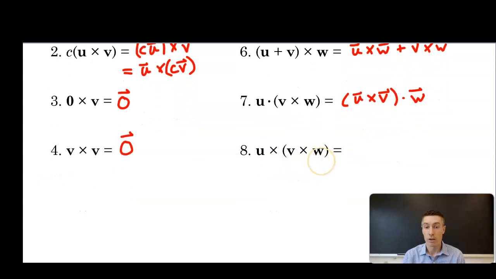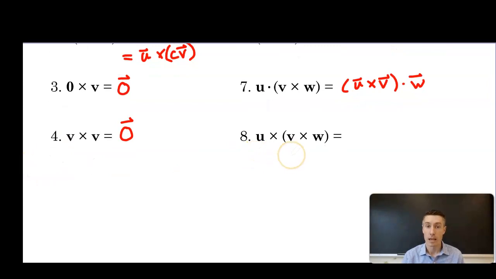And then u cross v cross w. This property is a little less used, but I like to include it because we get to see the connection between the cross product and the dot product. So u cross v cross w is equivalent to u dot w times v, remember that's a scalar, minus u dot v times w. Essentially, a cross product of a cross product turns into an expression with a dot product. So just tying together the 2 vector products in a nice way. Like I said, a little bit less used, but nice to see.